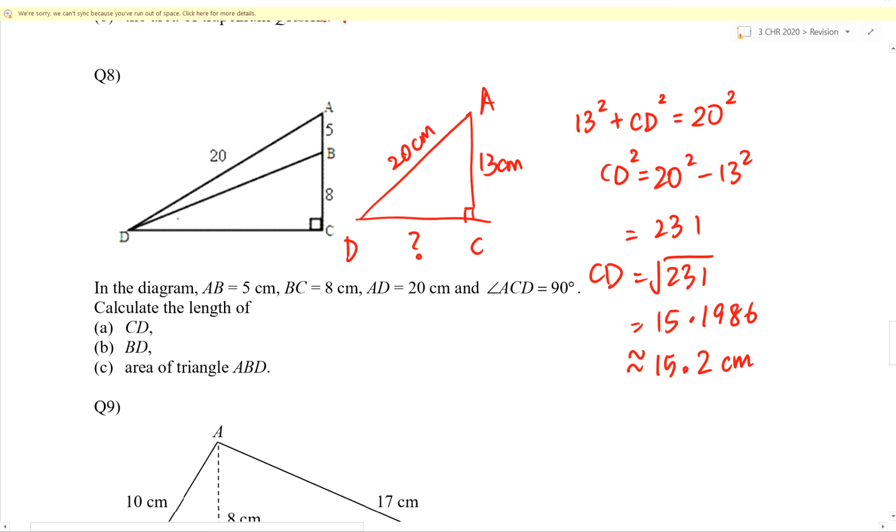To find this distance B to D, we have another right angle triangle. And we already found out CD. CD has a value of square root 231. I did not use 15.2 because that is rounded off. Square root 231 is the most exact over here.